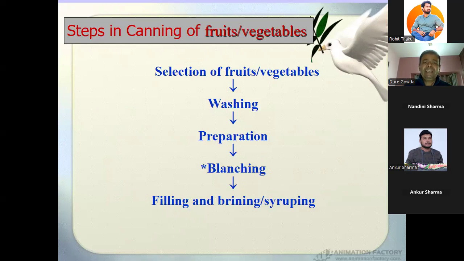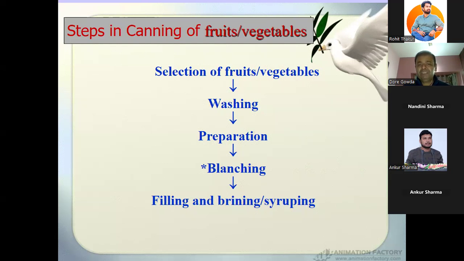Steps in canning of fruits and vegetables. First one is selection of fruits and vegetables. We should select only a fruit or vegetable variety which is suitable. For example, if the fruit or vegetable is going to be canned, it should withstand some amount of heat, because during canning we are going to apply heat. If it is not of very firm texture, it becomes messy and will not give a good end product. Then immediately it has to be washed to remove any soil, dust, or microbes from the field. Washing, then preparation.